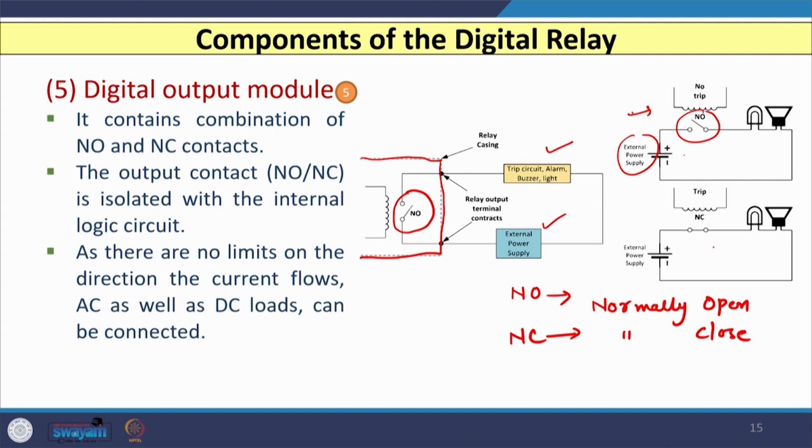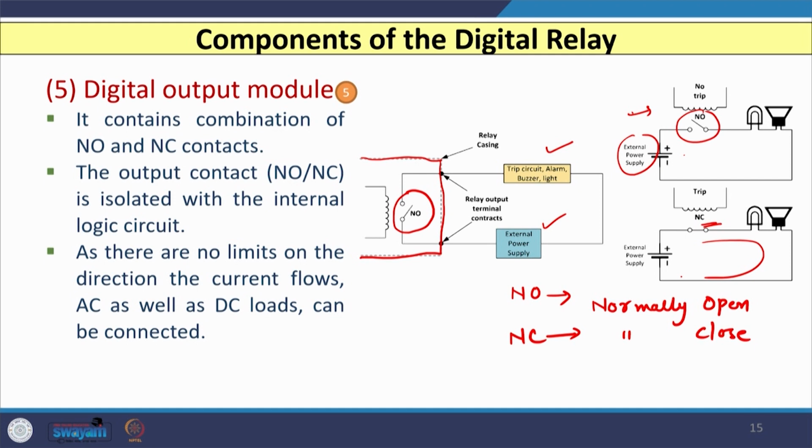Below this I have shown that whenever some tripping command is initiated, your normally open contact becomes closed here. So, this circuit is completed and whatever alarm or indication you need is available or displayed, and the operator will know that something is going to happen. So, the operator can take appropriate action depending upon the severity of the condition.